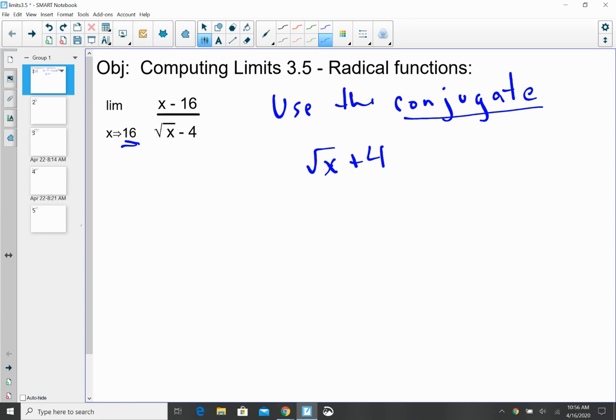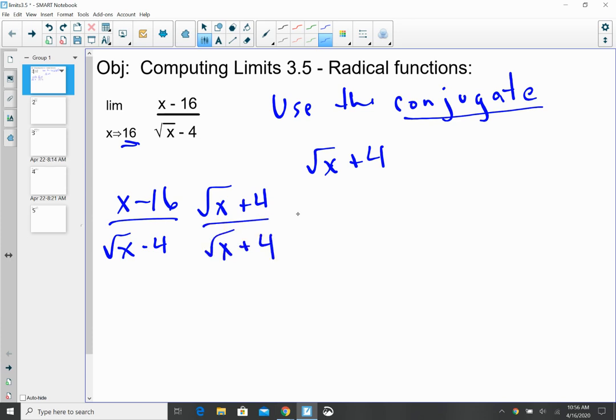So the algebra then is you're going to take that function, x minus 16 over the square root of x minus 4, and multiply the top and bottom by square root of x plus 4 over square root of x plus 4. Now, the top in this particular case, because there's no radicals in one part of the top, you're just going to write them together like this. You're not actually going to do anything. Don't bother multiplying. It'll become clear why in a moment. The denominator, however, you are going to multiply.